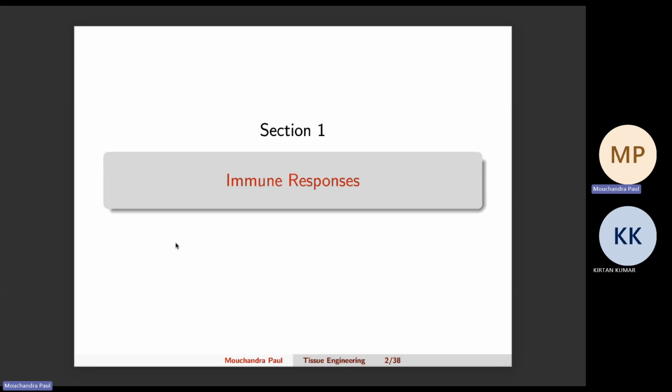Right. So in the previous session, we finished how we will be delivering the signaling molecules, that is the growth factors, to our tissue engineered constructs. And what are the strategies that are followed to do that? So now we will discuss another topic from today onwards.